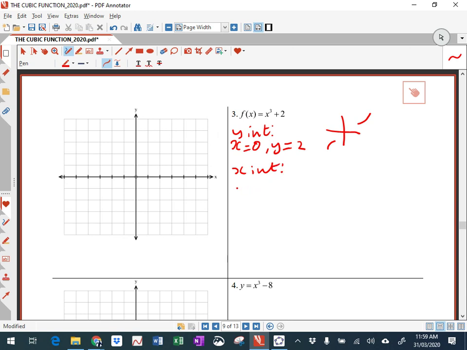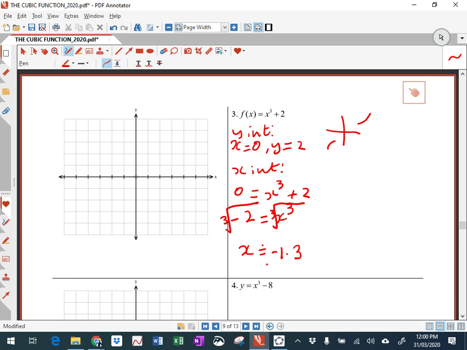Okay, I sub in 0 for the y, and I get x cubed plus 2. And that gives me -2x equals x cubed. And then you're going to cube root both sides to get rid of the cubic term for the x. So it's going to give you x equals the cube root of -2, which as a decimal is -1.3 approximately.